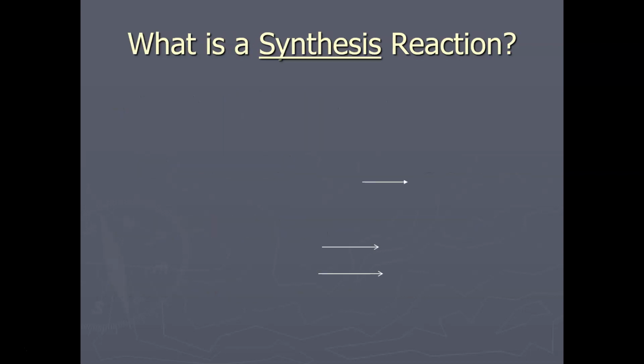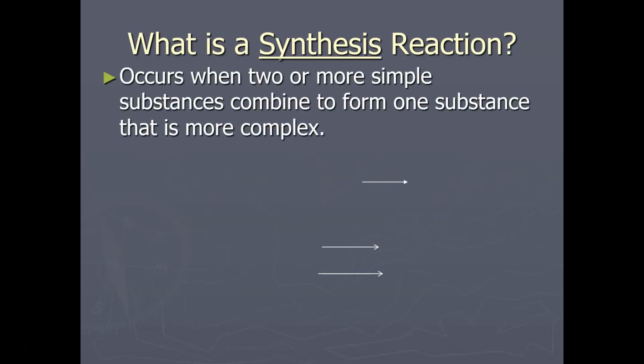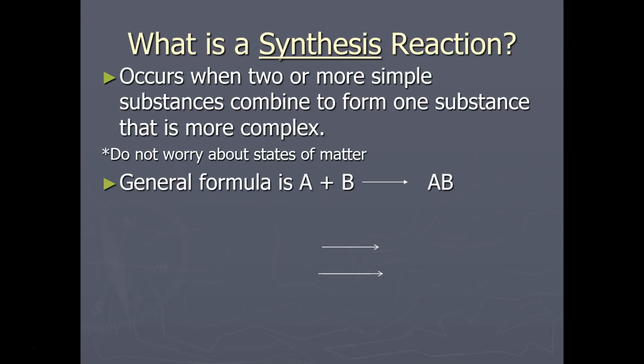So our third type of reaction is a synthesis reaction. A synthesis reaction occurs when two or more simple substances combine to form one substance that is more complex. You do not have to worry about states of matter for synthesis reactions. So the general formula is A plus B equals AB. They are getting synthesized together.